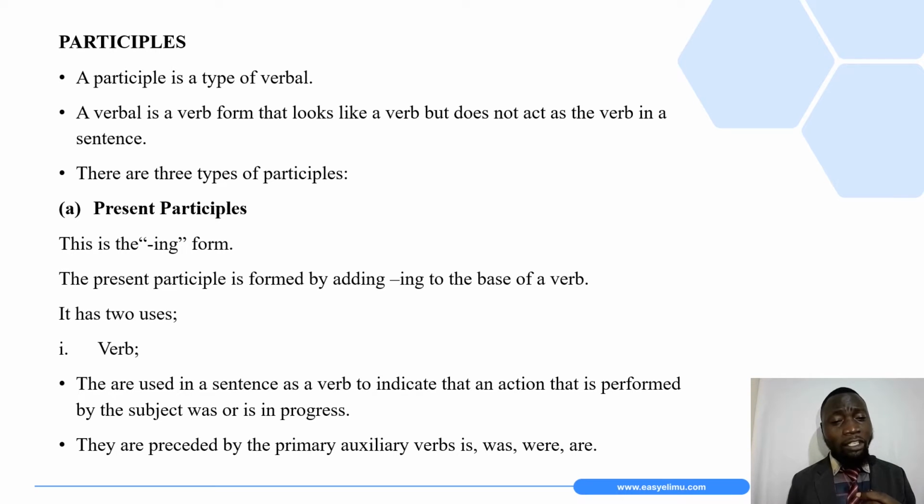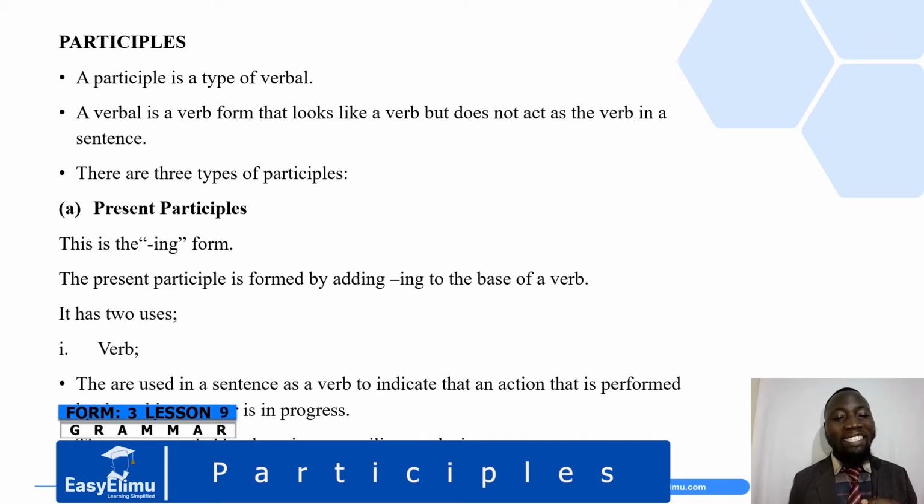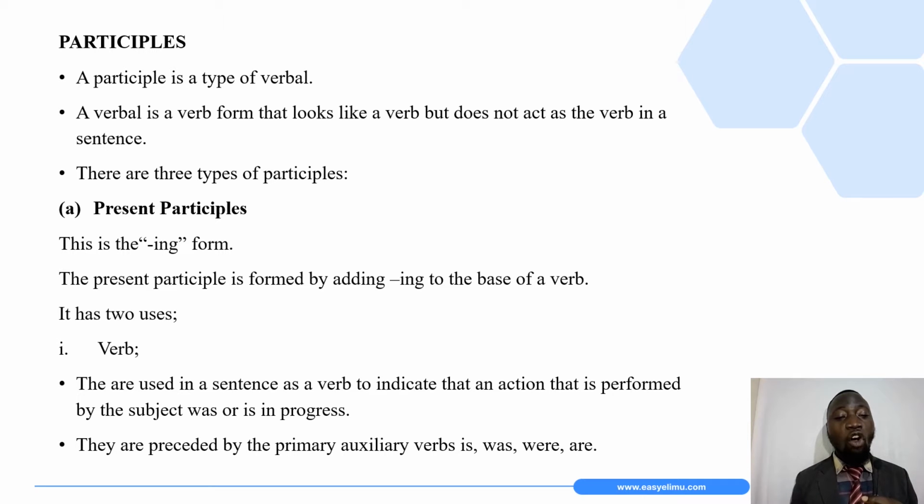Now, allow me to start by looking at the first one, that is the present participle. Talking about the present participle, dear students, this is the ing form of a verb. So the present participle is formed by adding ing to the base of a verb. So if we have, for example, a verb run, we can add ing to the base of that verb, and that will now be running.